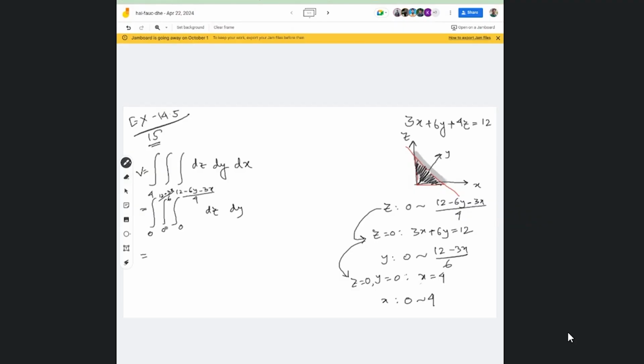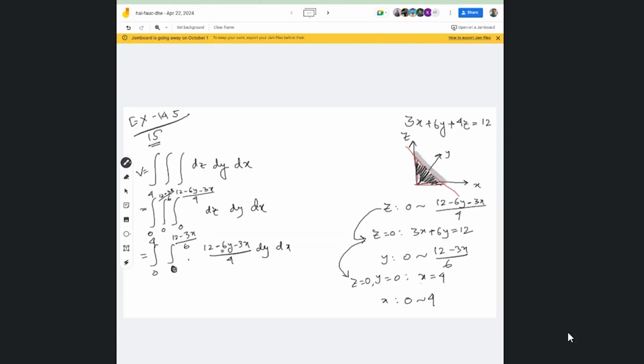Did someone get any answer? I missed to write down here dx. 0 to 4, 6 to 12, this 0 to 12 minus 3x over 6. And on z integration, that will be 12 minus 6y minus 3x over 4 dy dx.